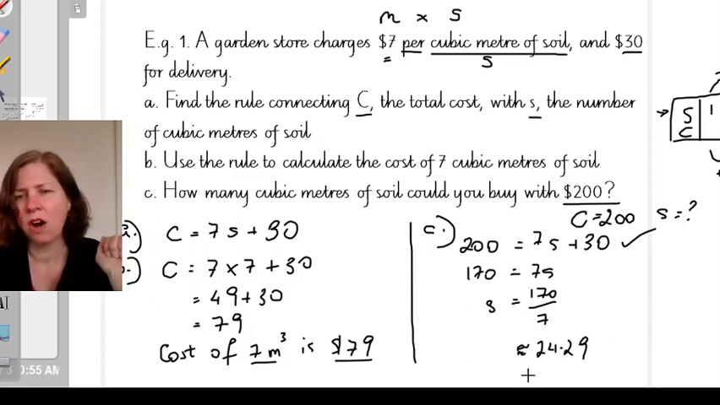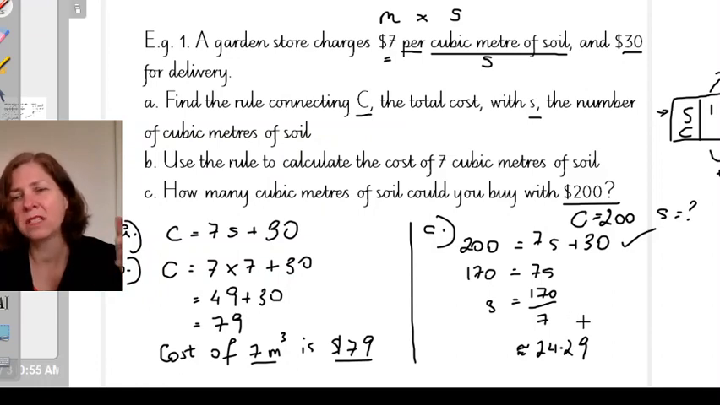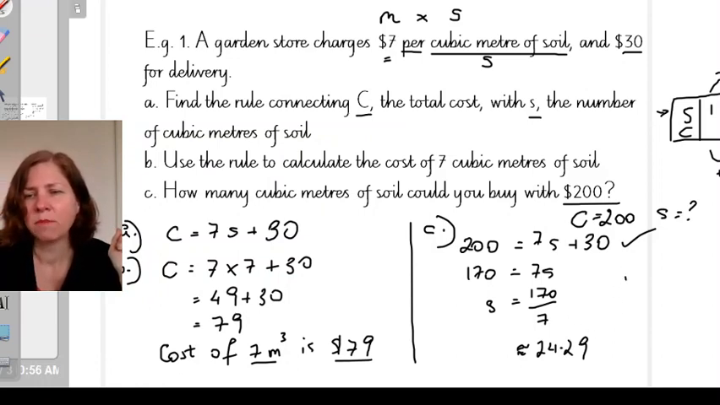All right, now what I need to do is think about, how do I interpret this? Is my answer 24.29? Are cubic meters of soil something that I only buy in whole numbers? So if I was buying, let's say, bags of soil, if it came bagged, then I could only buy a whole bag. So let's assume it comes bagged, and I'm going to write I can buy 24 cubic meters of soil.